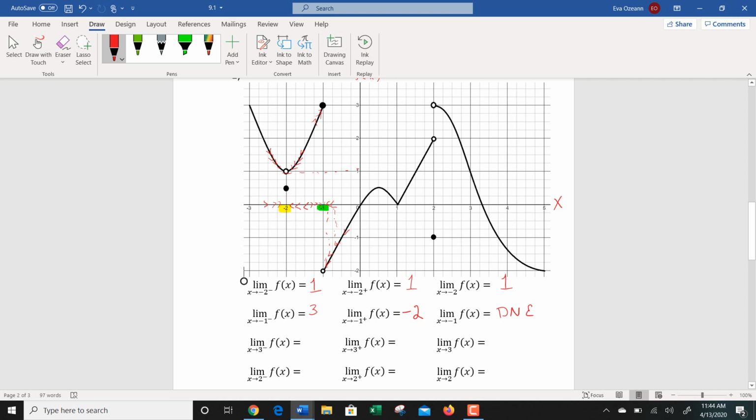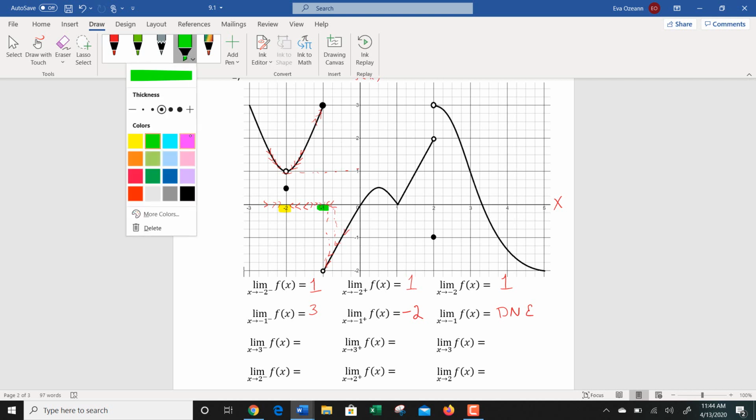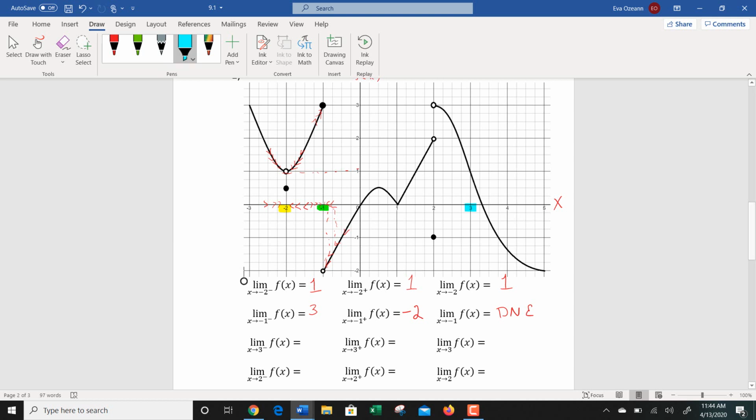Now, the limit as x approaches 3, which would be right here, well, this is kind of cool because if we look at the graph, when x is 3, it's actually a solid point, which means that our function is defined. That's really nice because if our function is defined there, then that means that the limit as we approach from the left-hand side and the right-hand side are going to be the same. It looks like they're both going to equal 1. And since they're the same on the left and the right, the overall limit would be 1.